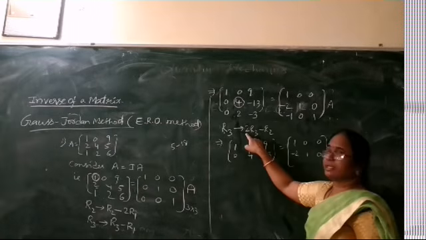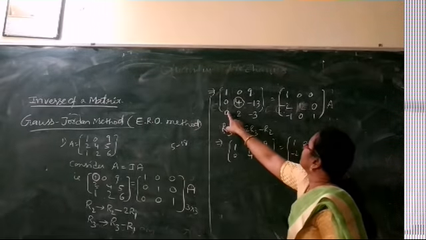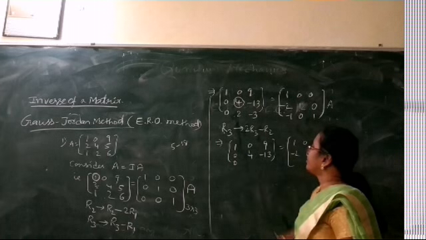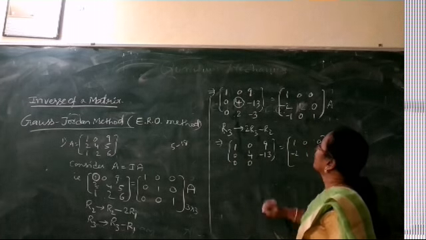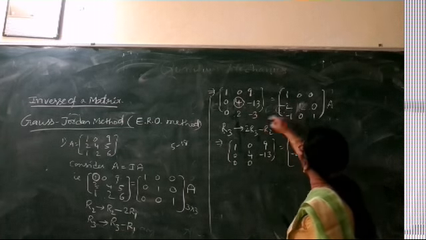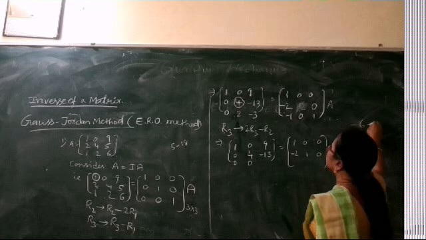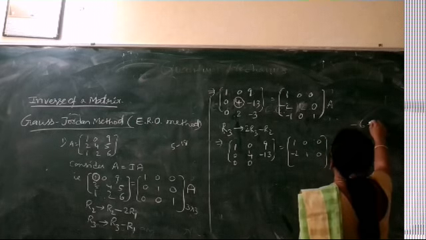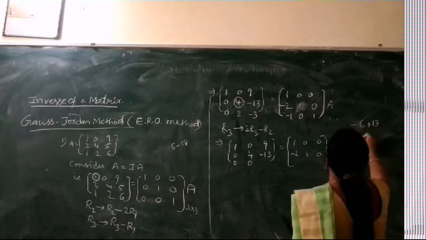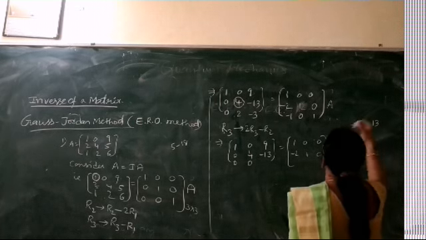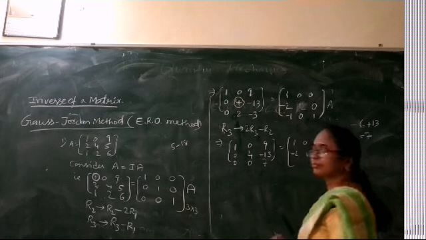Row 3 only we have changed. So it is 2 zeros minus 0, so 0. It is 0. It is 2 into minus 3, we have minus 6, minus 13. Minus of minus 13 is plus 13. So in total we are going to have plus 7. So it is 7 here.